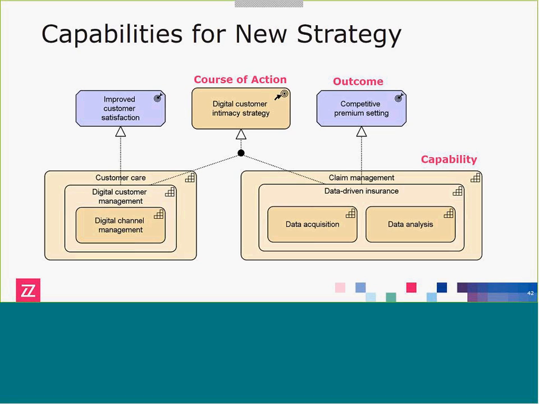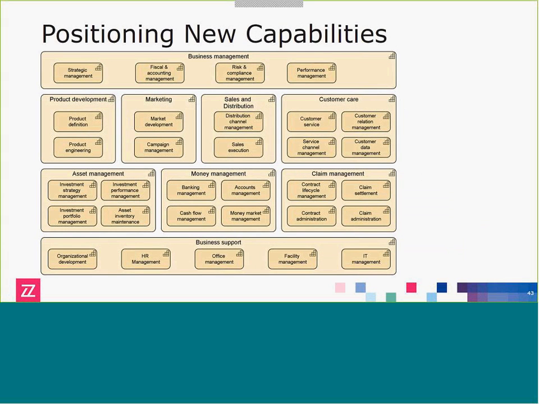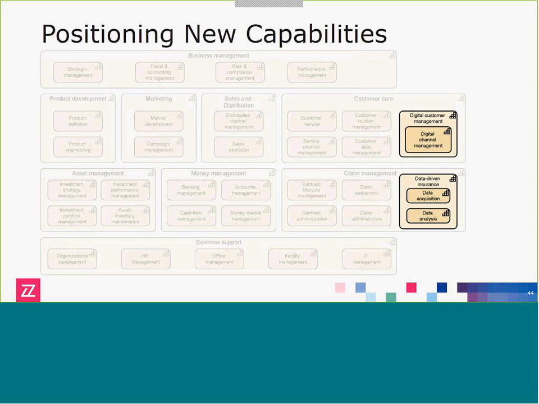So on the one hand, for customer care, it wants to really move to this digital customer management, and digital channels is part of that. And a part of it is that they want to become this data-driven insurance company that harvests data from all different kinds of sources and analyzes the data to come up with more competitive premiums. On the existing capability map of ArchiSurance, we see that it's going to be extended in this area. The customer care and the claim management capabilities need to be extended with these new capabilities.